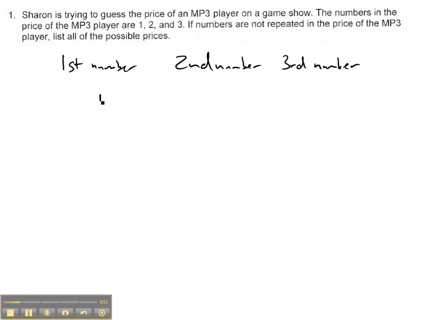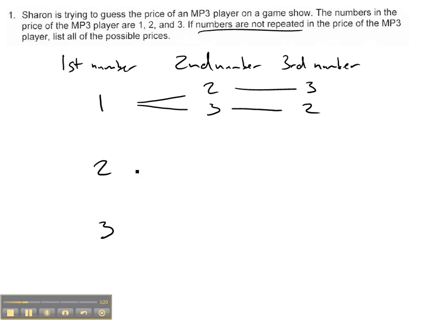So the first number could be a 1, a 2, or a 3. If the first number in the price is 1, the second number could only be 2 or a 3. And if the first number is a 1 and the second number is a 2, the third number must be a 3. It says the numbers are not repeated. So this next branch on our tree diagram, the first number is a 1, the second number is a 3, the last number must be a 2. And we'll finish our tree diagram the same way.